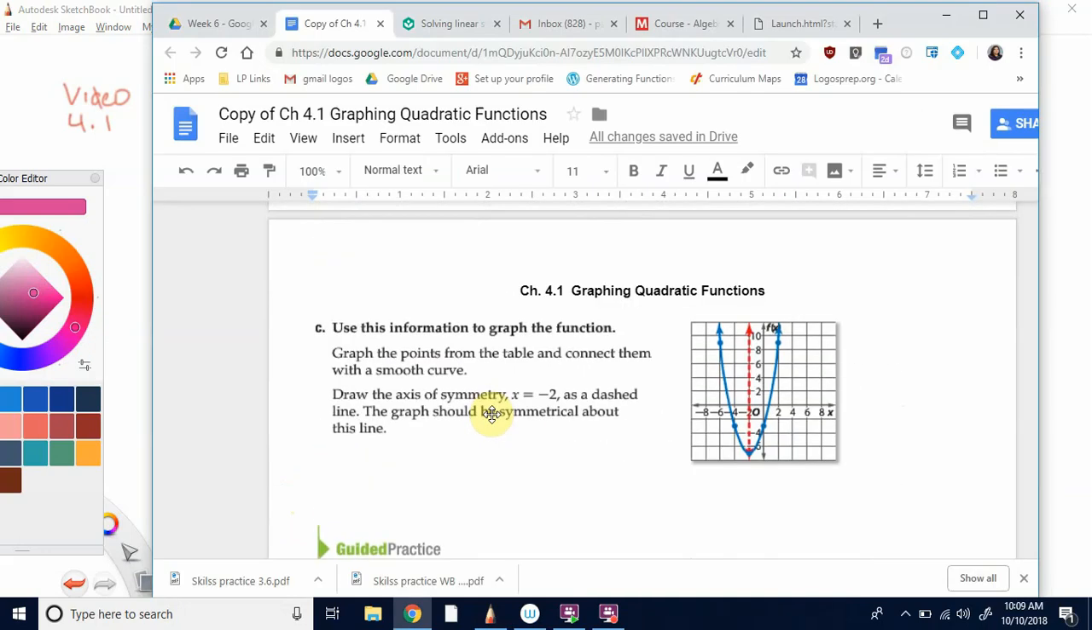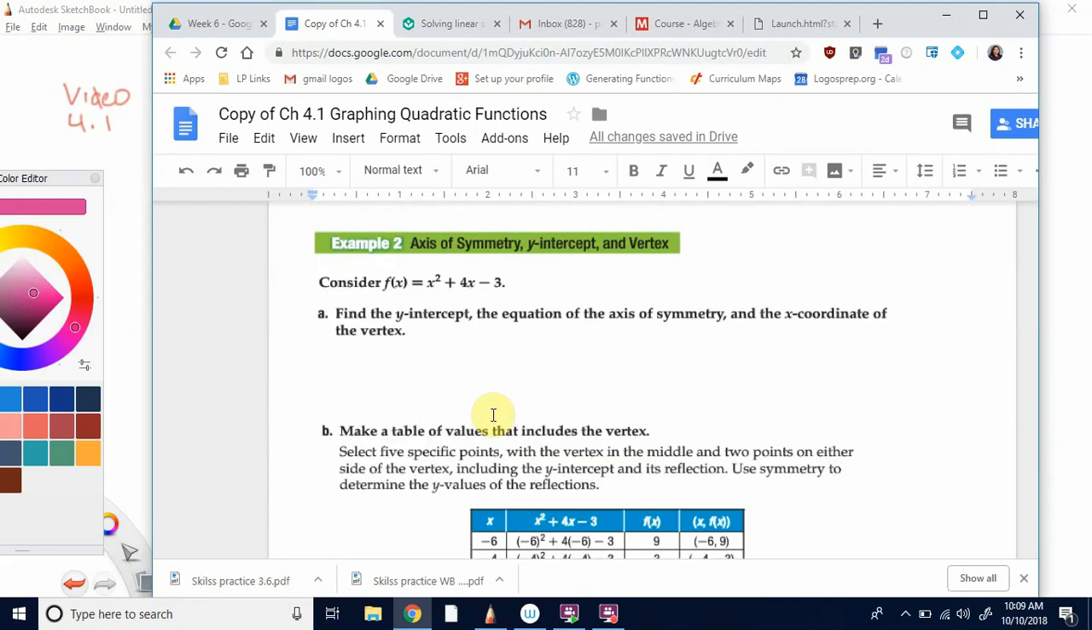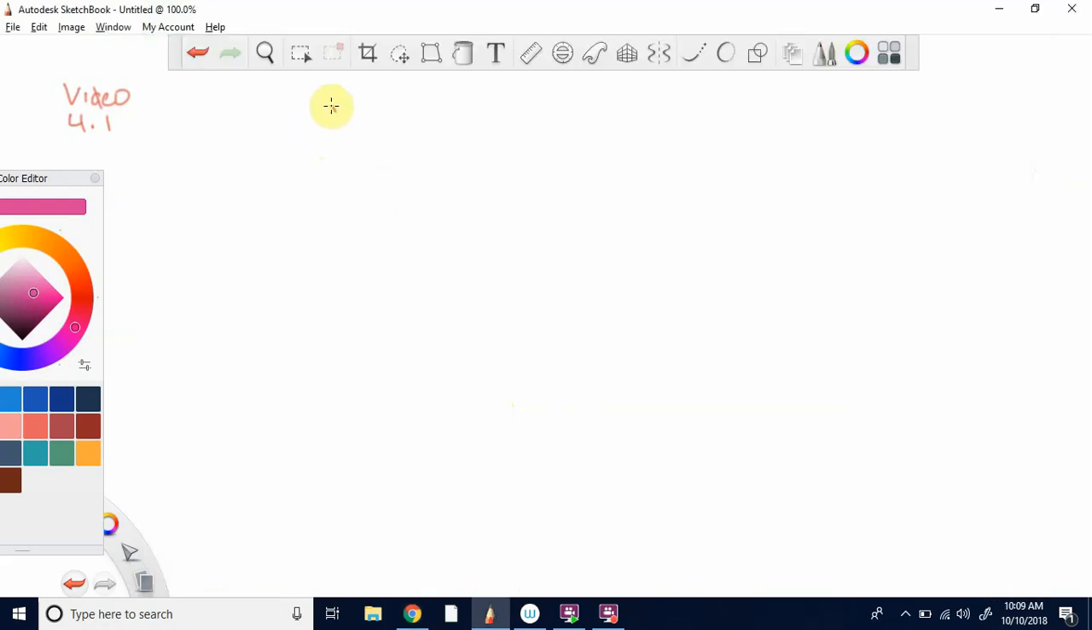So it says use this, so we've got x squared plus 4x minus 3. So first find the y-intercept. The y-intercept is going to be c, which is negative 3. So we're going to say c equals negative 3 is our y-intercept.